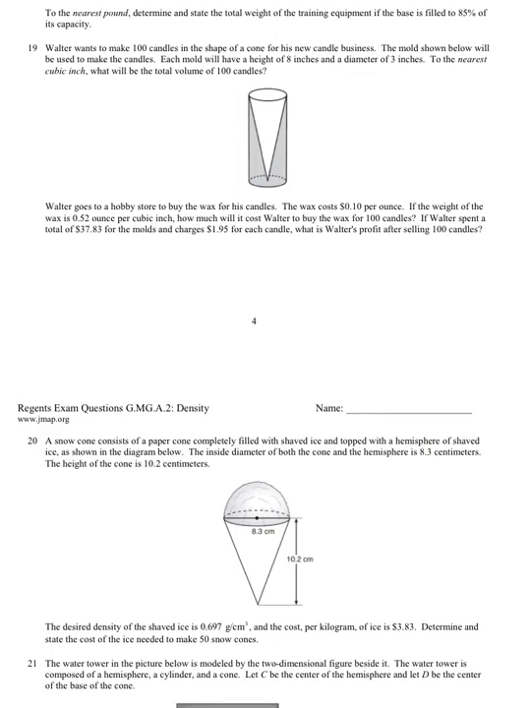So in question number 19, Walter wants to make 100 candles. So instantly that should come out at you in the shape of a cone for his new candle business. The mold shown below will be used to make the candles. Each mold will have a height of 8 inches and a diameter of 3. So that means the radius is 1.5 inches. To the nearest cubic inch, what will be the volume of the 100 candles?